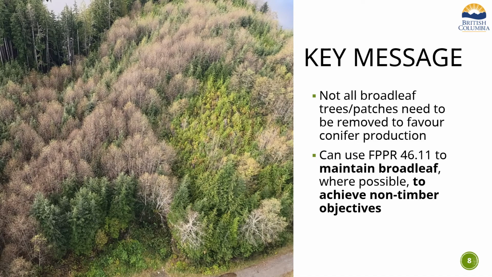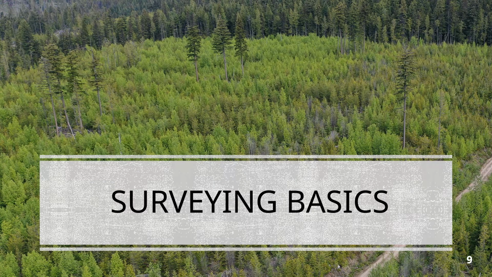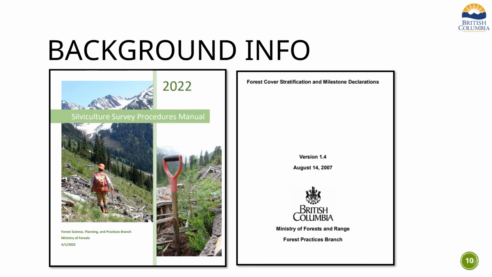So please use FPPR 46.11 to maintain broadleaf trees where possible to achieve non-timber objectives, even when you are managing for timber. To effectively use FPPR 46.11, it does take a strong understanding of stratification, statistics, and sampling principles. For the next few slides, I'm going to review some of these basics since this presentation does become technical. These key concepts can be found in the BC Silviculture Survey Procedures Manual and the Forest Cover Stratification Milestone Declarations Report. They are both posted on the BC Silviculture Survey's website.